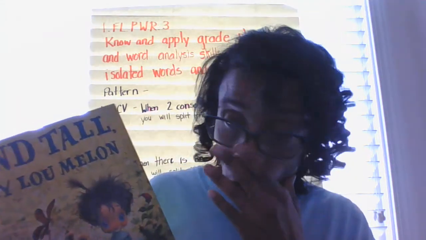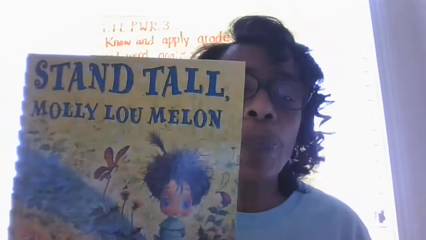So I want you to go through books. You have books at home. Go through books, papers, look for words, and then try to figure them out. And if you can't figure it out, get an older person in the house, a family member, brother, sister, or somebody that could help you figure these words out.